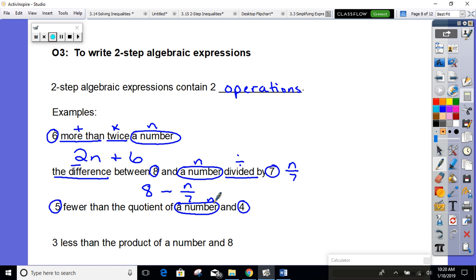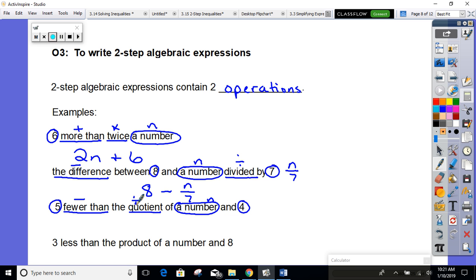Okay, Kendra, what are some words in there that tell us what operations we're going to do? Fewer than? What do we do for fewer than? And what's the other word? Quotient. What do we do when we see quotient? Good job looking back at your notes. You can find the word quickly. Divide. Okay, so I'm going to think about my division first.